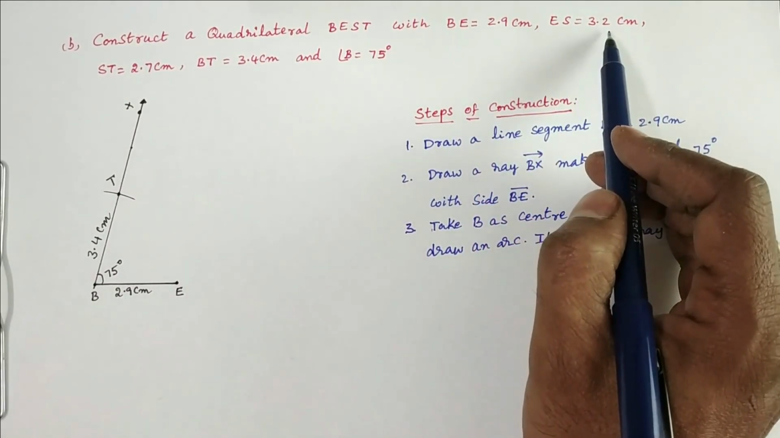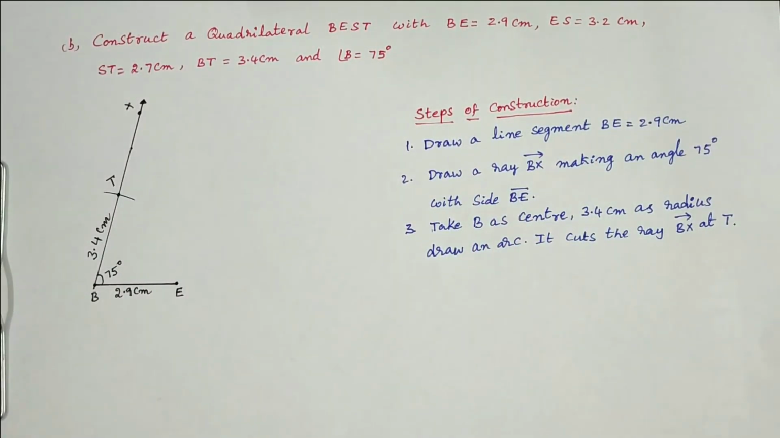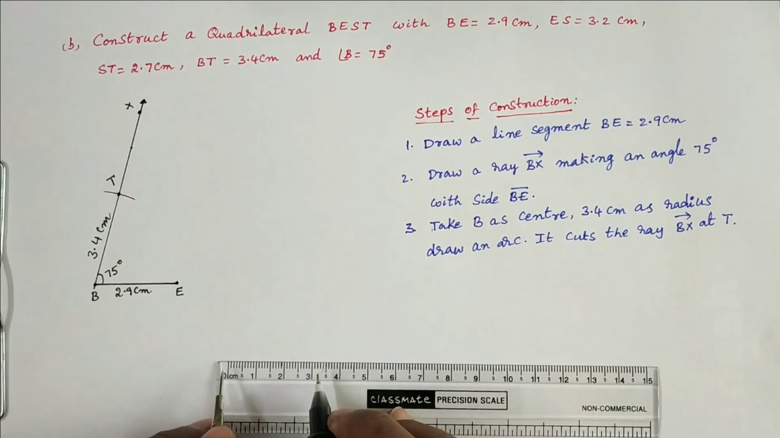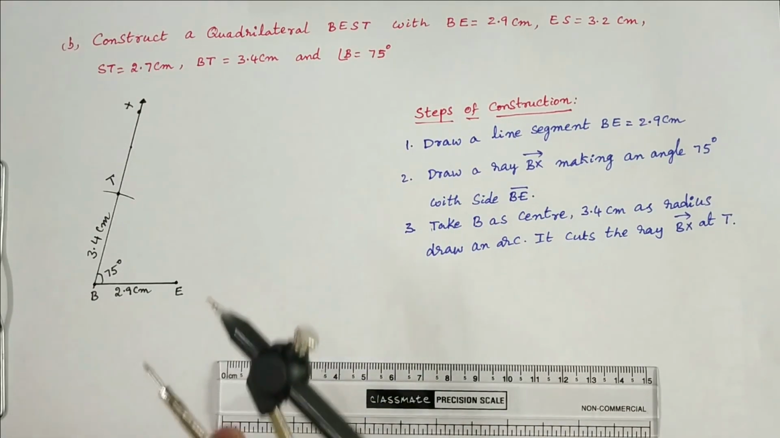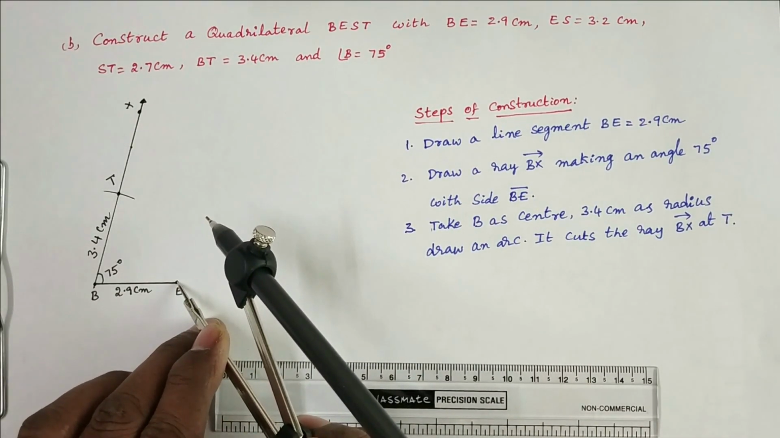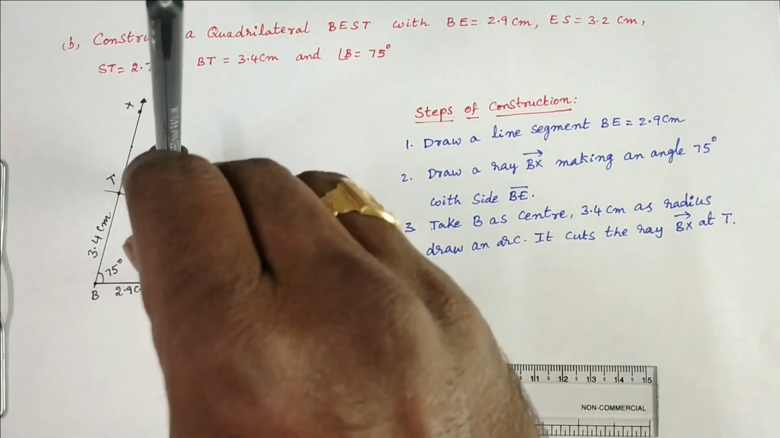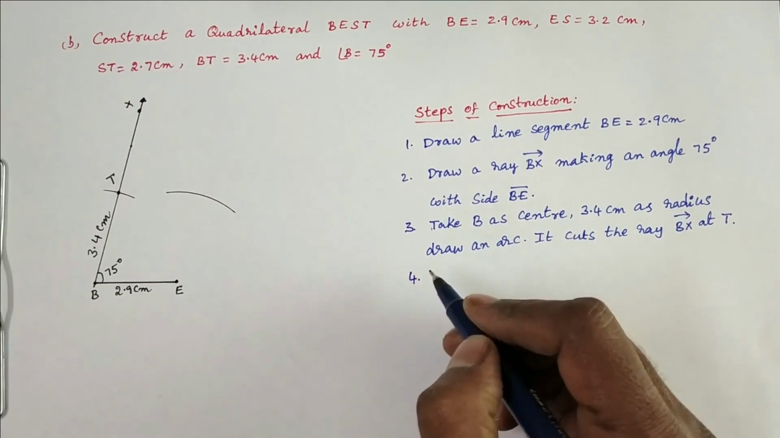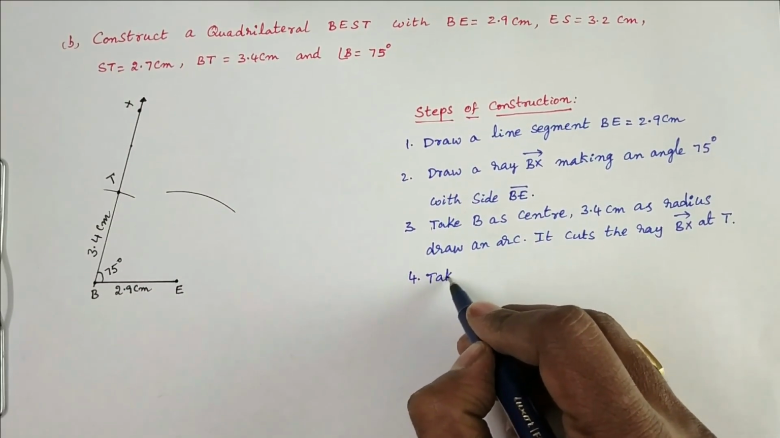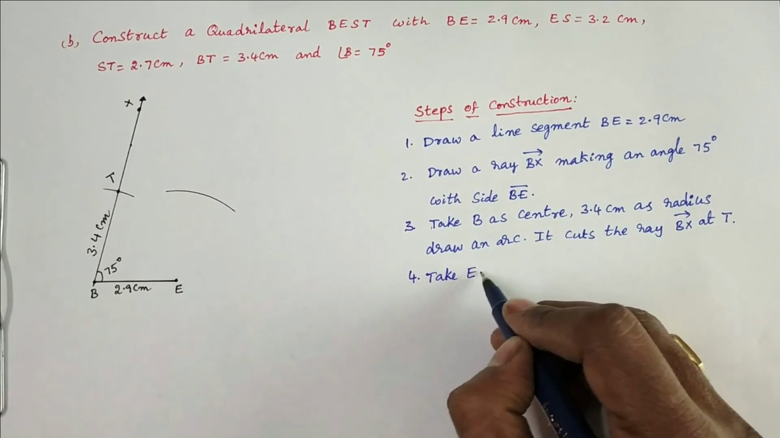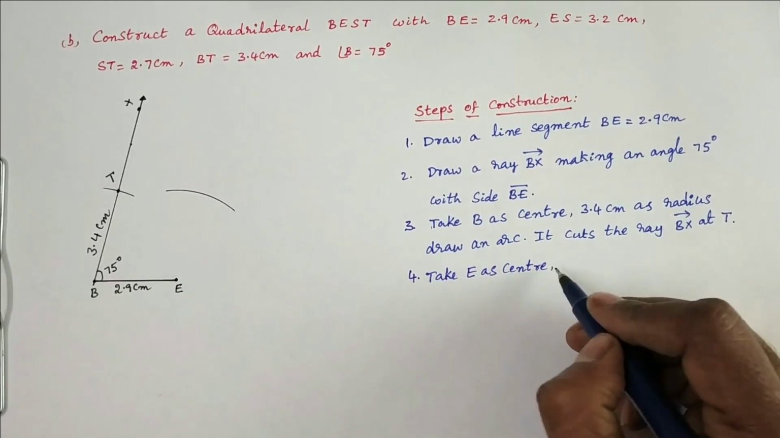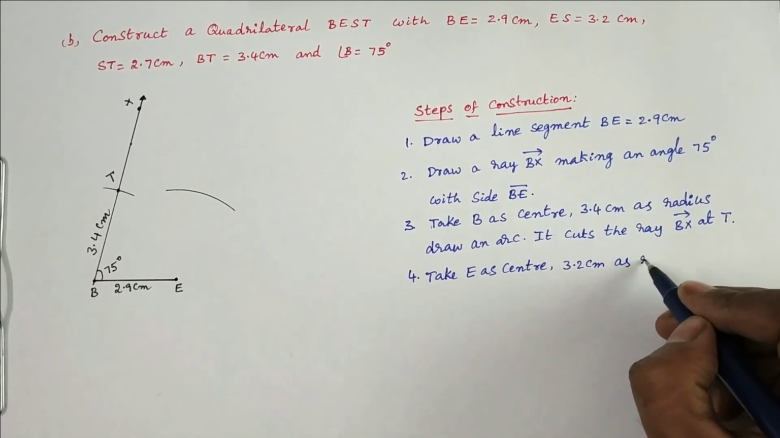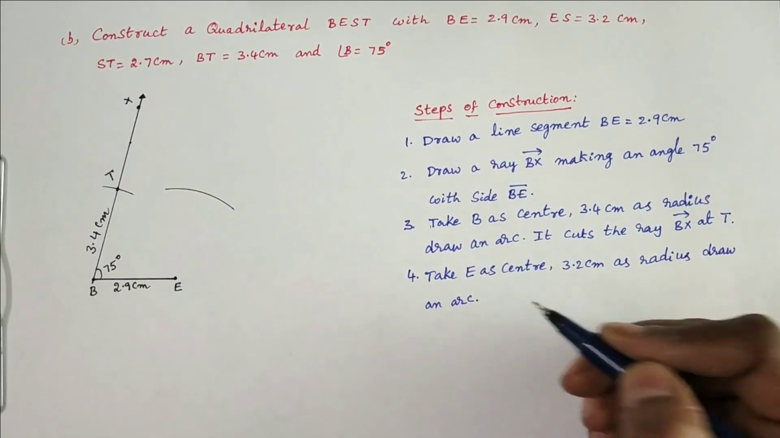To locate S, ES is 3.2 centimeters. So with compass, take 3.2 centimeters. So from E, with this 3.2 centimeters, draw an arc. Take E as center, 3.2 centimeters as radius, draw an arc.